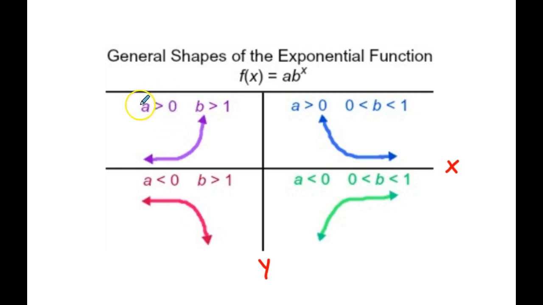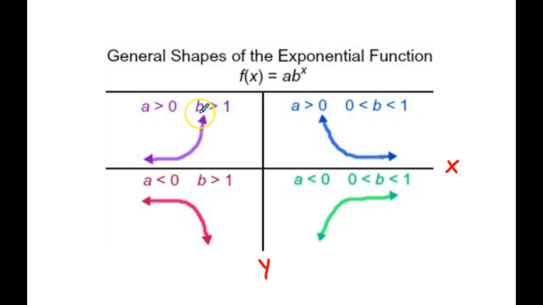If the value of a is greater than 0, meaning it's positive, then our graph is going to be above the x-axis. Our function values are going to be positive. If our a value is less than 0, so that a value is negative, then our function values are going to be below the x-axis.